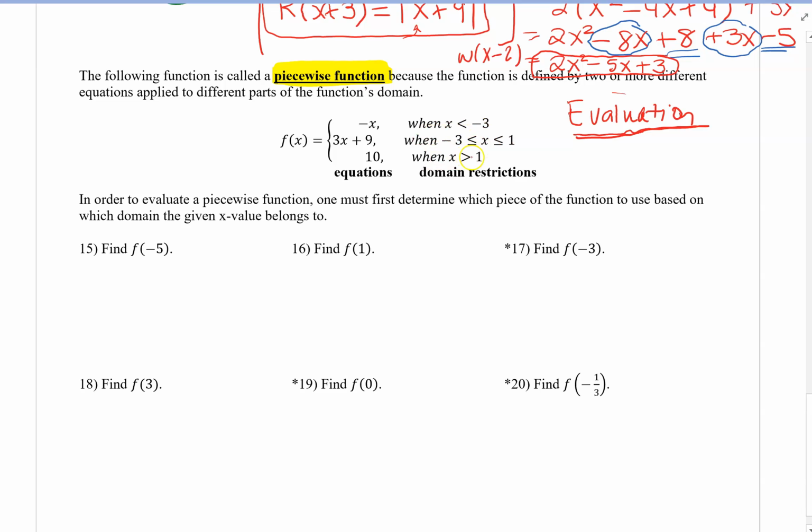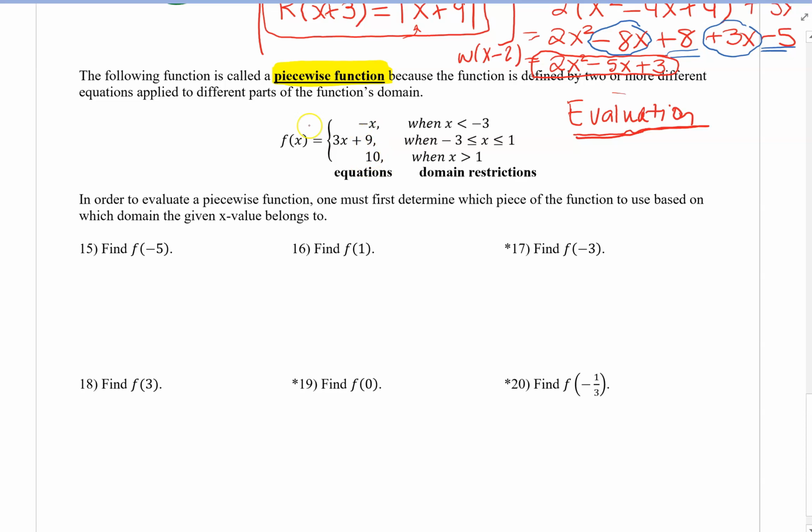So these guys over here are saying, okay, when the input is less than -3, we're going to find the output using this expression. But when the input is between -3 and 1, we're actually going to switch and use this expression to find the output. And then when the input is greater than 1, the output will just always be 10. That's kind of what these are saying.